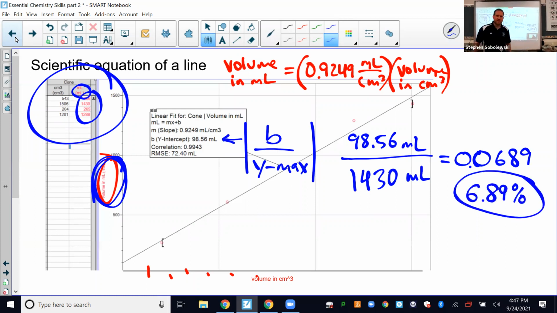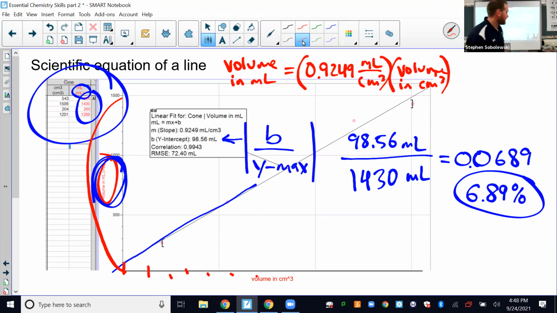Now, what does that number really mean? See how the line gets sort of close to the origin, but it doesn't quite hit it? It's off by 6.89%. In other words, this vertical distance from the y-intercept to the 0,0 origin is 6.89% of the height to our highest y value. That's what that really means. 6.89% means we're too far to ignore it. We have to include it.